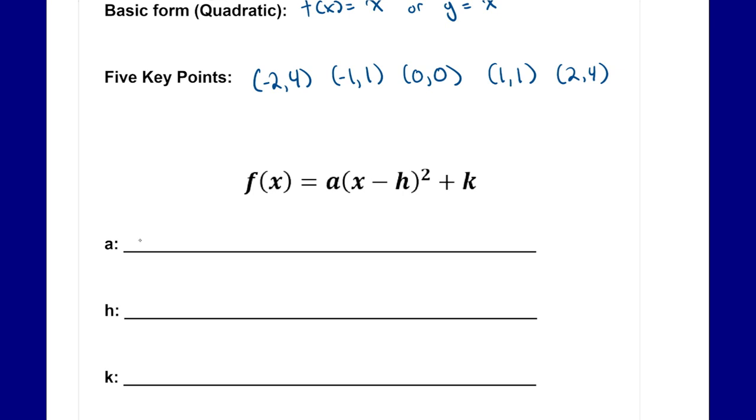A stretches if a is greater than 1, or compresses if a is between 0 and 1, so if a is a decimal. It flips our function if a is negative.